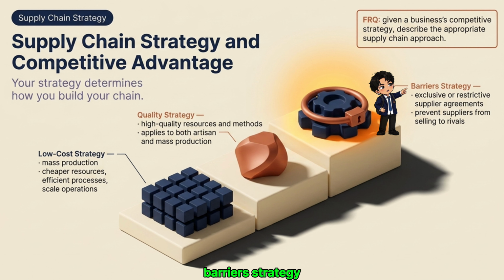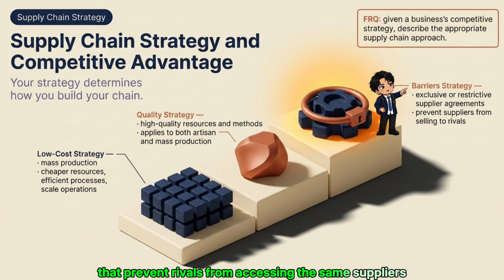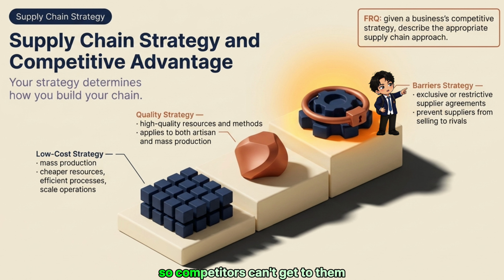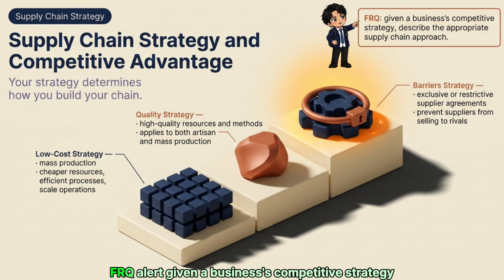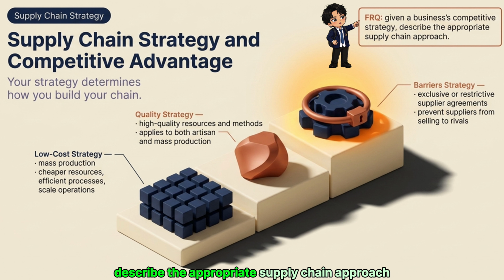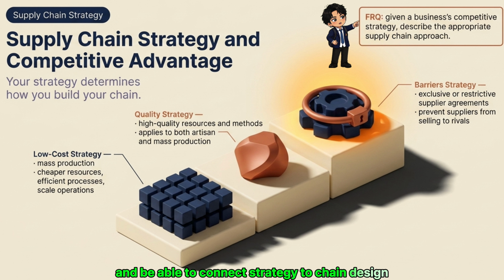Barriers strategy. Exclusive or restrictive supplier agreements that prevent rivals from accessing the same suppliers. This is a competitive weapon. Lock up the best suppliers so competitors can't get to them. FRQ alert. Given a business's competitive strategy, describe the appropriate supply chain approach. Know all 3 and be able to connect strategy to chain design.